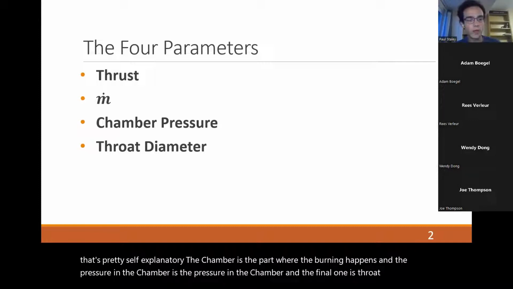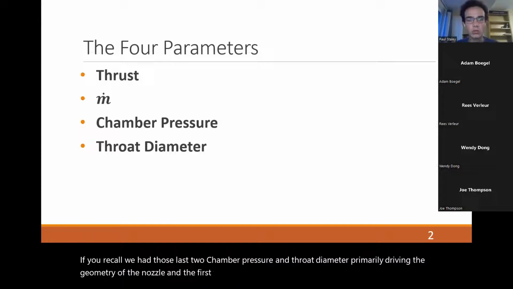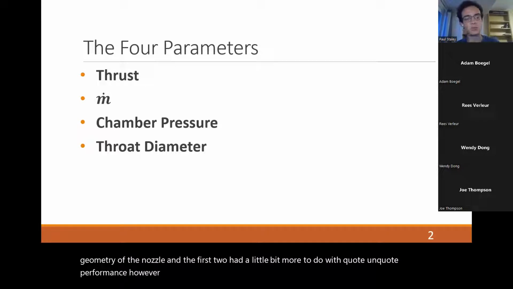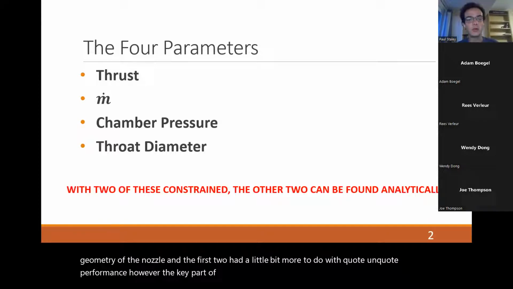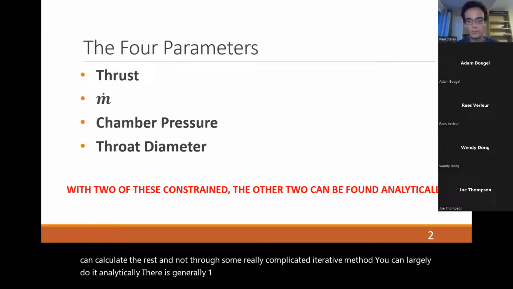Now, if you recall, we had those last two, chamber pressure and throat diameter, primarily driving the geometry of the nozzle. And the first two had a little bit more to do with, quote unquote, performance. However, the key part of this system is that if you constrain any two of these, you can calculate the rest. And not through some really complicated iterative method, you can largely do it analytically. There is generally one set solution.